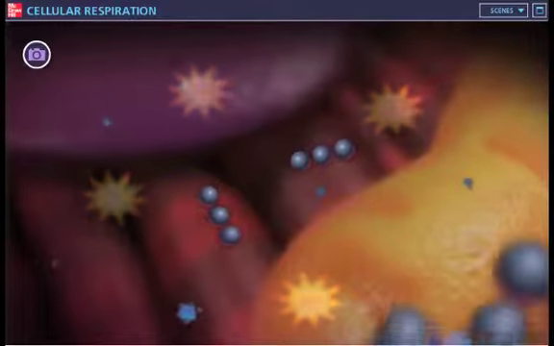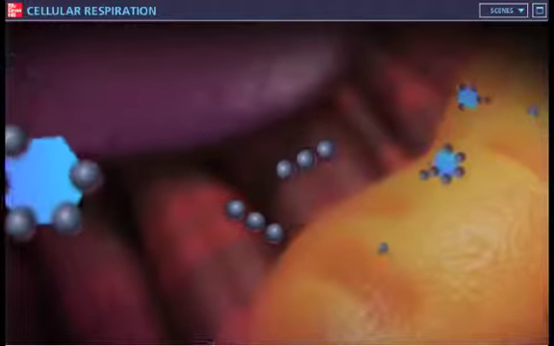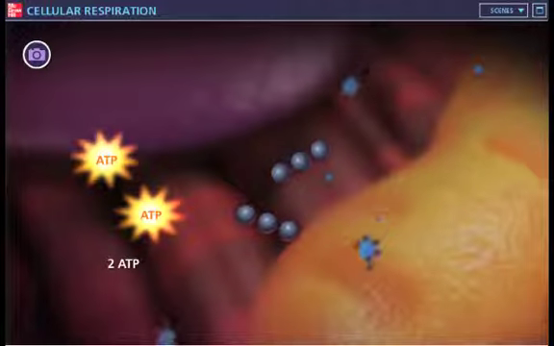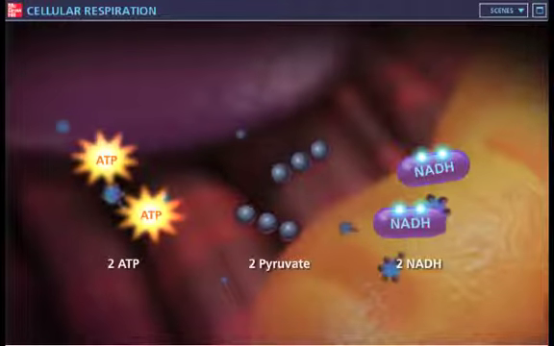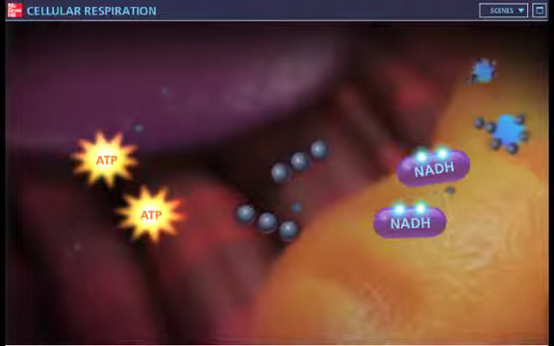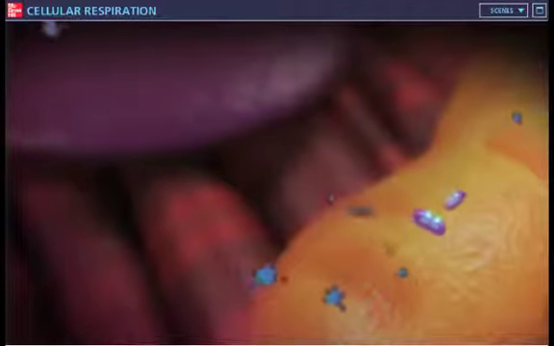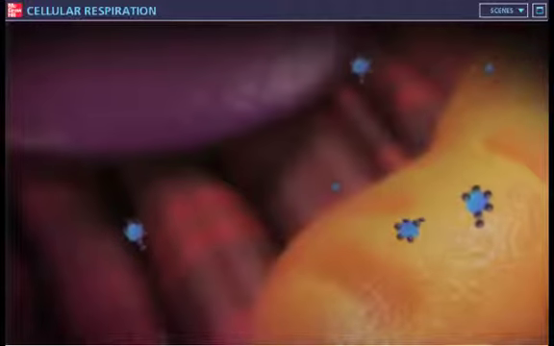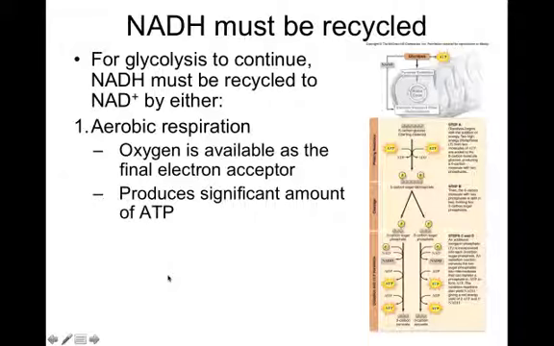Glycolysis is a 10-step reaction that involves the activity of multiple enzymes and enzyme assistance. In the process, a net of 2 molecules of ATP, 2 molecules of pyruvate, and 2 high-energy electron-carrying molecules of NADH are produced. When oxygen is present, the pyruvate molecules and NADH enter the mitochondria, and the next stage of cellular respiration begins. In order for glycolysis to continue and not run out of electron carriers, NADH needs to be recycled to NAD+. It can be recycled in one of 2 ways.